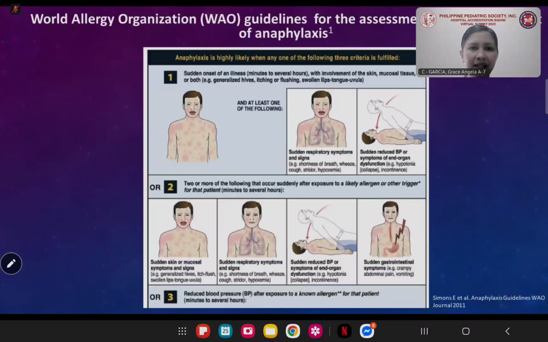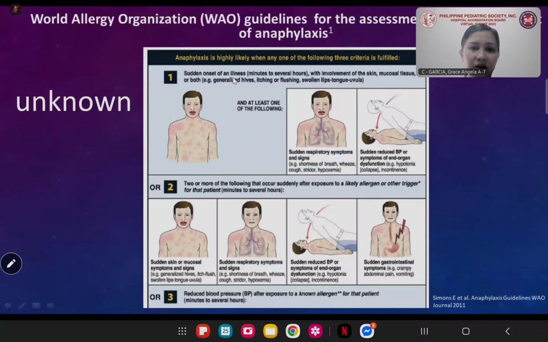So this is the World Allergy Organization guidelines for the assessment and management of anaphylaxis. Although there are a lot of guidelines, basically all of them would have this one, and the oldest guideline would be the one coming from the WAO. So anaphylaxis is highly likely when any one of the following criteria is fulfilled.